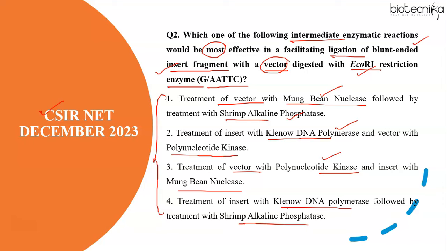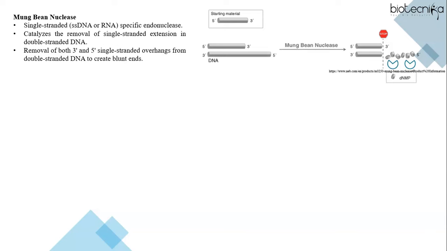So let's first understand the functions of these enzymes. Mung bean nuclease. Let's know about mung bean nuclease enzyme first. This is an enzyme which is an endonuclease. As shown in the figure, it converts the sticky ends, the overhang region, into the blunt ends. So it catalyzes the removal of overhang, single-stranded extensions in double-stranded DNA. And it can remove both 3' and 5' single-stranded overhangs from double-stranded DNA to create blunt ends.